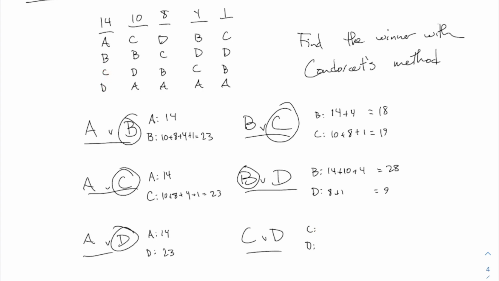In the first column, C is above, so that's a 14 for the C. In the next column, C is above, that's a 10 for the C. In the third column with the 8 up top, D is on top, so that's 8 for D. In the fourth column, D is above C, so that's 4 for D. And in the last column, C is above D, that's 1 more. So this is 25 and 12. C is the winner.